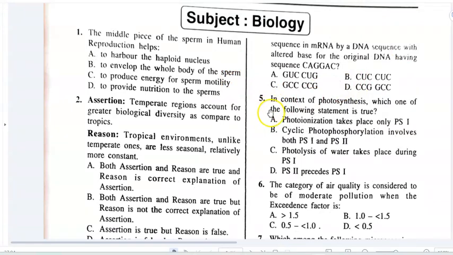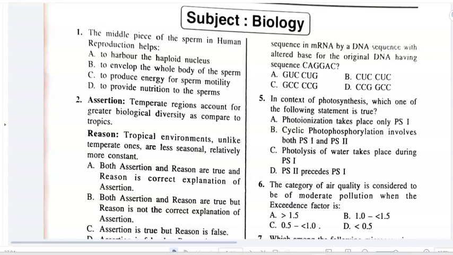Now coming to question number 5. In the context of photosynthesis, which one of the following statements is true? First, photoionization takes place only in PS1. Cyclic photophosphorylation involves both PS1 and PS2. Photolysis of water takes place during PS1. PS2 precedes PS1.